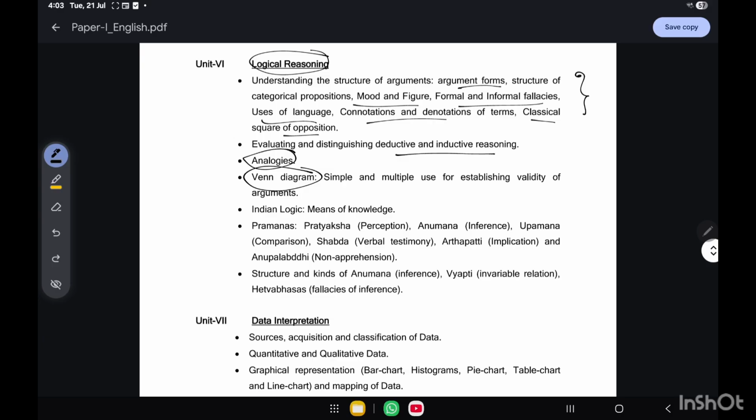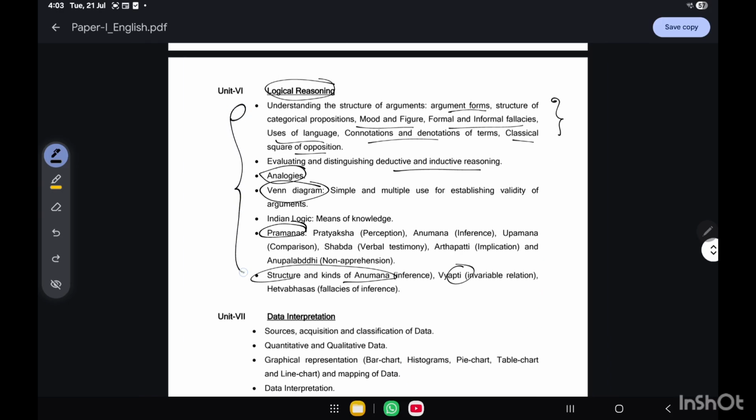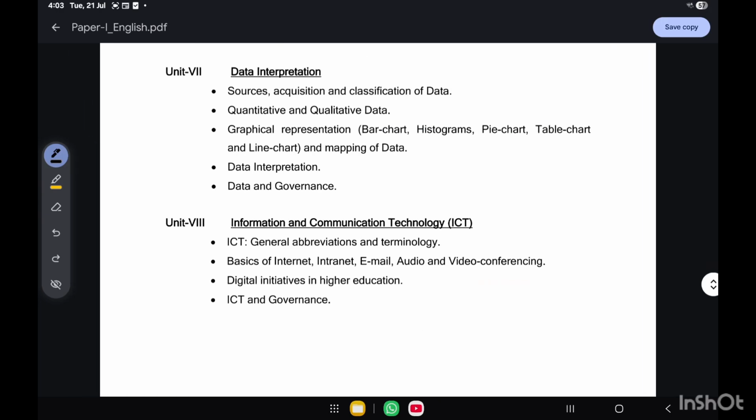And you're gonna learn about the pramanas, and you're gonna learn about structure and kinds of anumana, inference, vyapti, like that. Okay, I know this unit, the keywords seem very new and you might feel like what is this? So don't worry. I'll be conducting some free classes on this logical reasoning too.